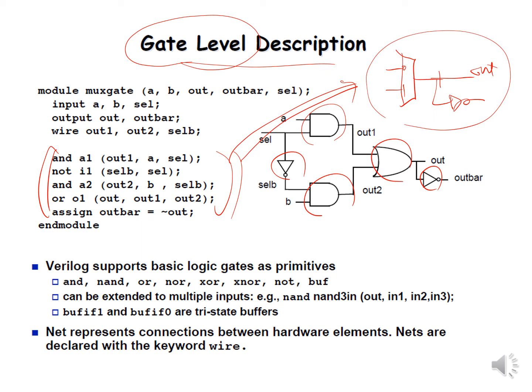Verilog naturally supports the basic logic gates as primitives, for example AND, NAND, NOR, XOR, XNOR, not, buff. Primitive means even though you don't define its function, internally it recognizes that it's AND or NOR. So this is the predefined logic function, AND, NAND, or something like that. That's something you can use for gate level.